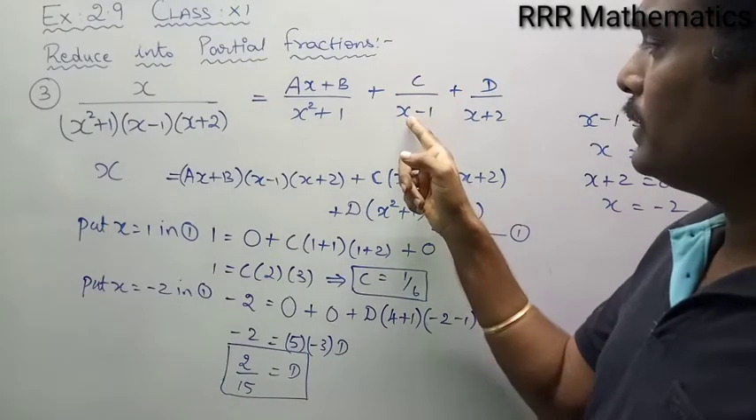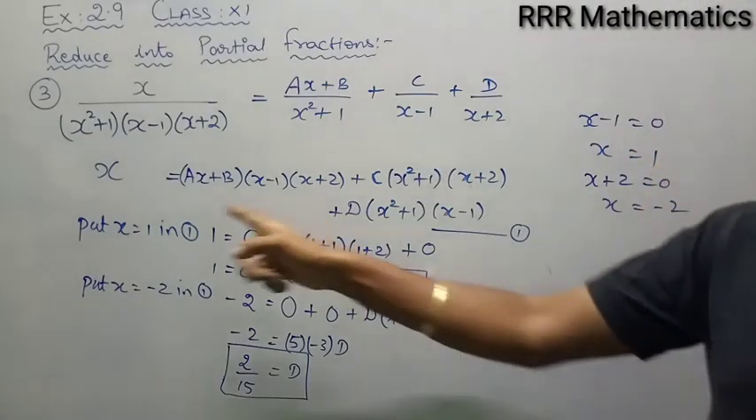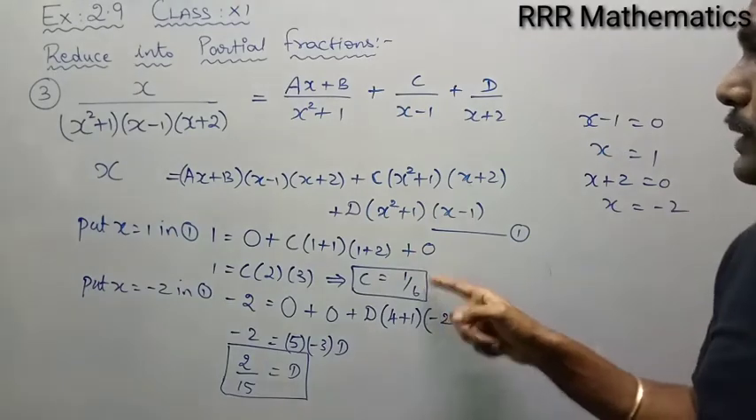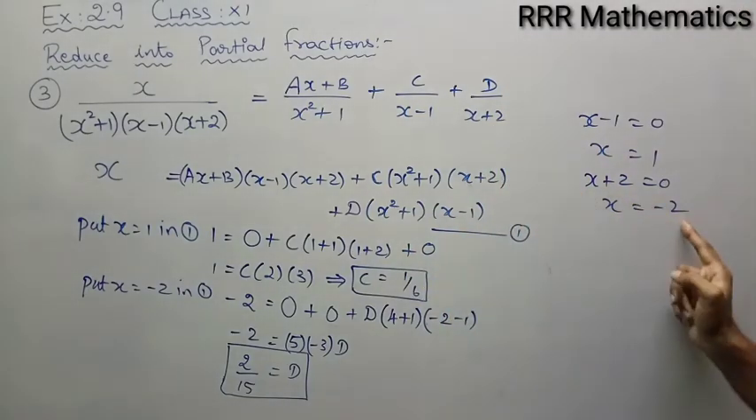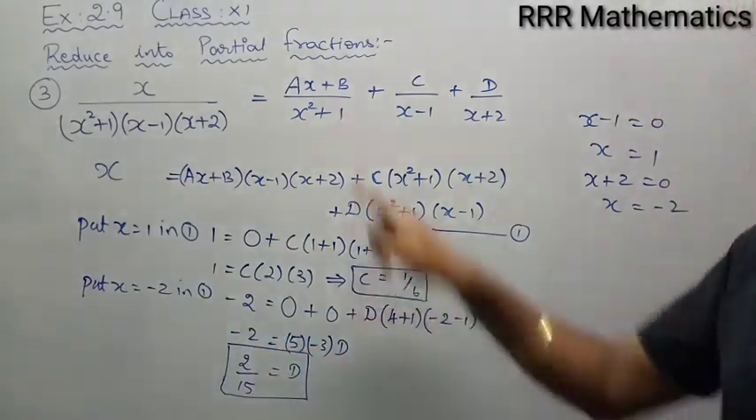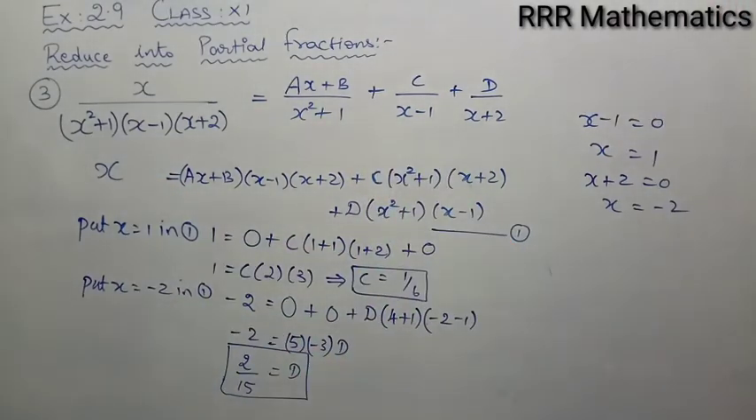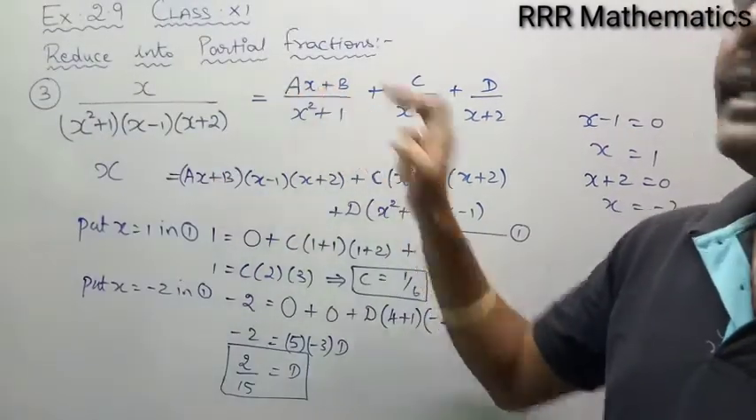C, whose denominator is x minus 1. When you equate to 0 I will get the real value of x, so I can substitute and I am getting the value of C. The denominator of D I have x plus 2. When you equate to 0 I am getting x equal to minus 2 which is real. So when you replace in 1 I am getting D value. But ax plus b, whose denominator is x square plus 1, I cannot factorize, that's why I am writing ax plus b.